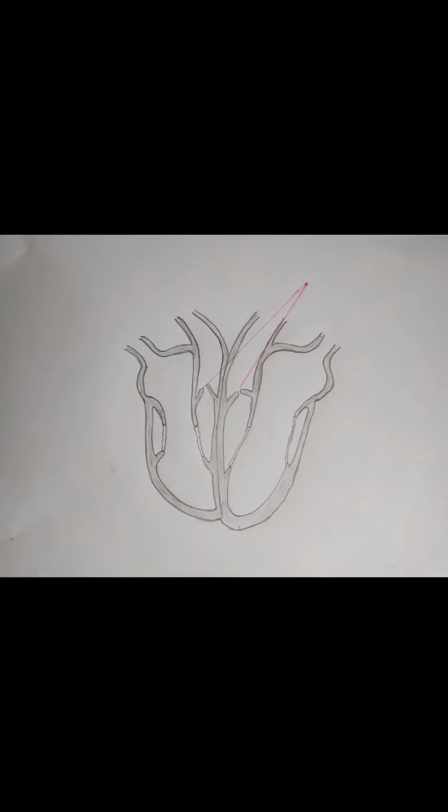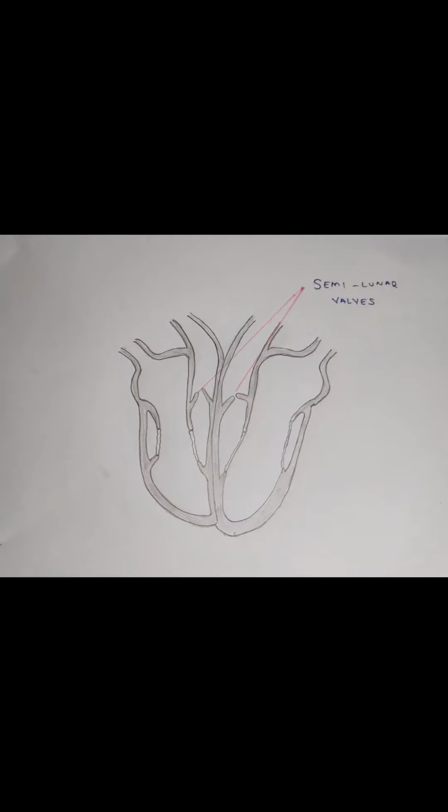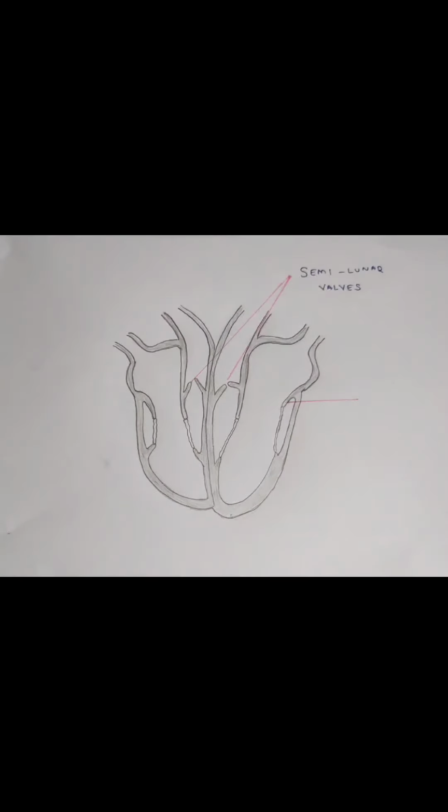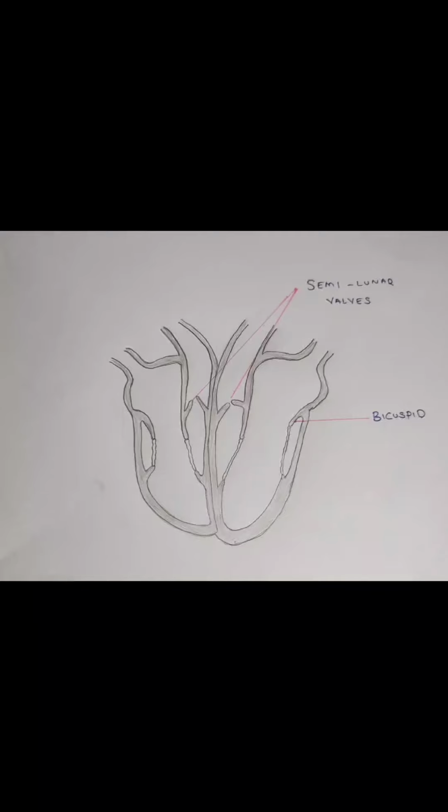Now, I will show you the other important parts of the heart. These are the semilunar valves. Semilunar valves prevent expelled blood from flowing back into the heart. The bicuspid valve is more commonly called the mitral valve. It separates the left atrium from the left ventricle. All valves function the same. They are flaps of very strong tissue that open one way to allow blood to flow in one direction.